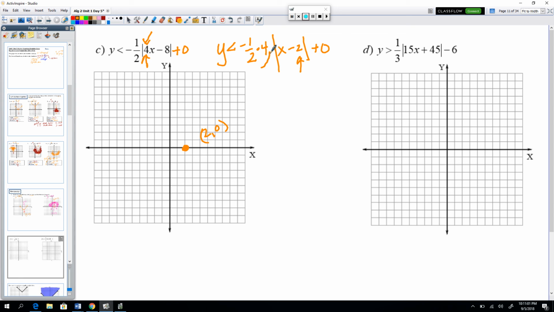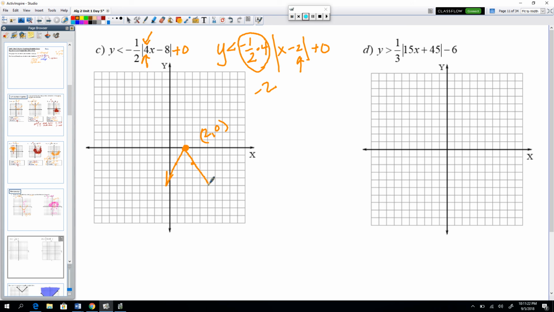Now let's look here. What's going on with the quote-unquote slope of this thing? Negative 1/2 times 4. Well, half of 4 is 2, and I need to negatize it. So my new a term is negative 2. So that means I go down 2 over 1, down 2 over 1.